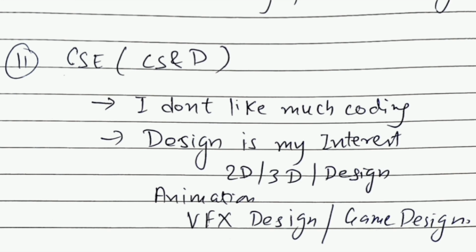Next is computer science and design, right? This is for those students who say that I don't like coding much, but designing is my interest. I can do 2D, 3D designing, animation, VFX designing, game designing. For those students who love drawing and designing, there is a big potential, a big industry everywhere. And now movies are coming, like Bahubali and others, right? So this is also a good branch, but it should be taken by students who have interest in or want to do jobs in design, not in coding. Coding will be lesser in this branch.